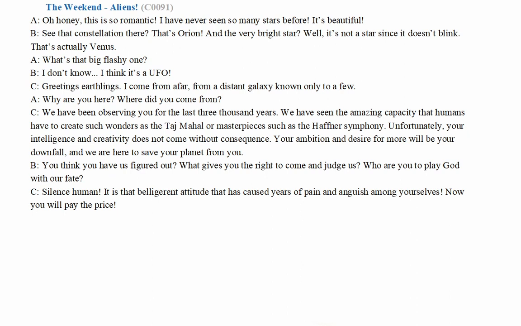Language takeaway. The aliens are using a lot of language to describe some of the negative results that are happening because of the humans' behavior on Earth, right? And so one of the things they said was that your intelligence and creativity does not come without consequence. The consequence of an action are basically the results. And here the phrase without consequence suggests the negative results, the negative results from your actions. Very good. What about our next word?